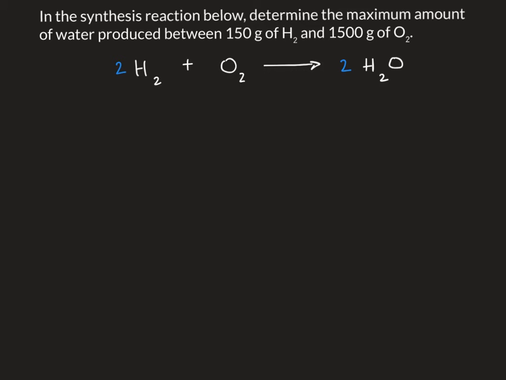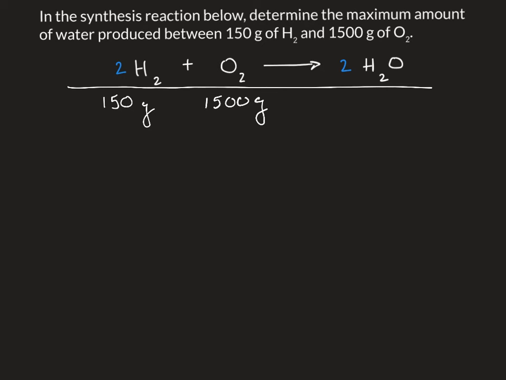This problem is really no different from the last problem. The only difference here is we're given grams of each reactant. For our hydrogen, we are given 150 grams. For oxygen, we are given 1,500 grams. It's a lot of oxygen. We want to know how much water can be produced.